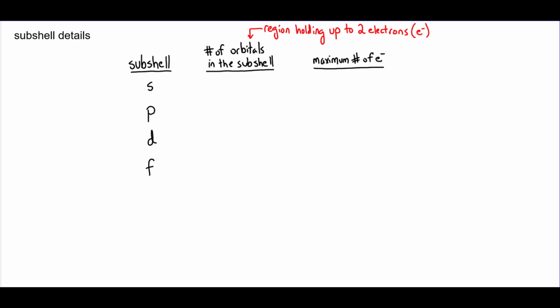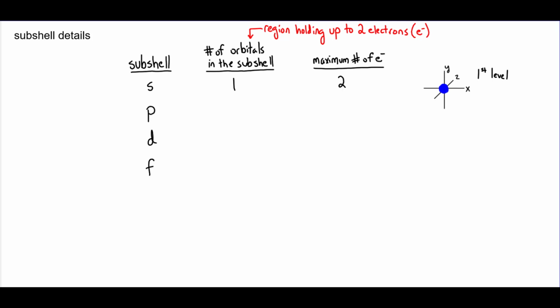All right, now on this slide, we need to get a few details about the subshells themselves. Each subshell has orbitals. Those are the smaller regions inside a subshell that hold electrons. And each of the orbitals can hold up to 2 electrons. Now the S subshell only has 1 orbital, and if each orbital can hold 2 electrons, well, the S subshell can only hold 2 electrons.